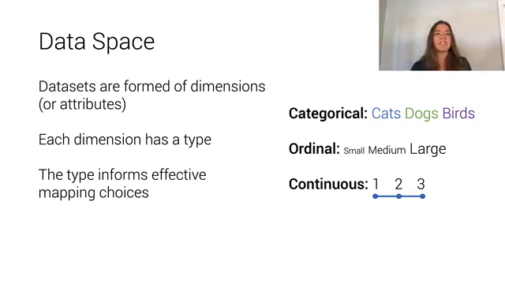And finally, we have this idea of a continuous data attribute. The basic idea here is that the magnitude between data values truly matters. So if I have 1, 2, and 3, I know the difference between 1 and 3 is twice as large as the difference between 1 and 2.